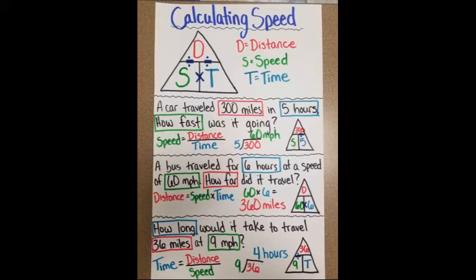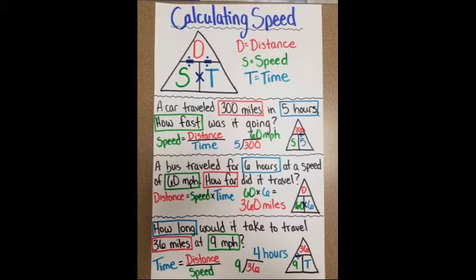Say that you have a car that travels 300 miles in 5 hours. How fast was it going? The speed would equal the amount of distance that it covered in a certain amount of time. So you would divide the distance by the time. So 5 will go into 300 60 times. Therefore, the speed of the vehicle was 60 miles per hour.